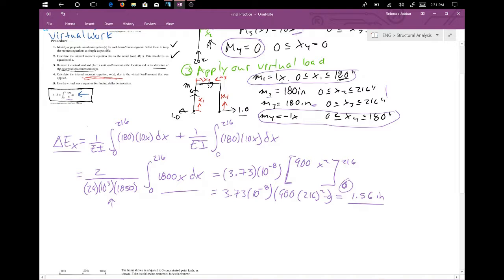It's positive, so that means our assumed deflection that it's going this way is correct. Nice to make a little arrow. Box our work. Yay.